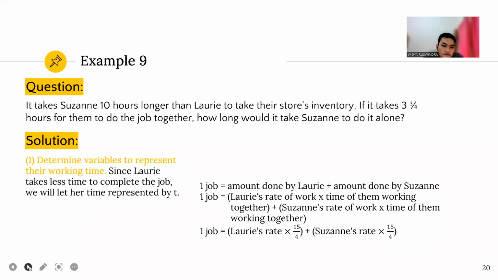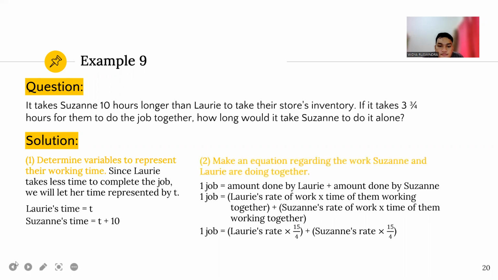The solution: first, determine a variable to represent the working time. Since Laurie takes less time to complete the job, we will let her time be represented by t. Laurie's time is t, and Susan's time is t plus 10 hours. Now we make an equation regarding the work Susan and Laurie are doing together.